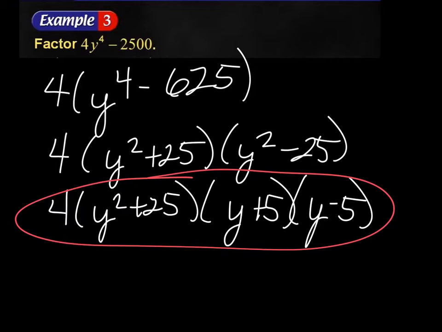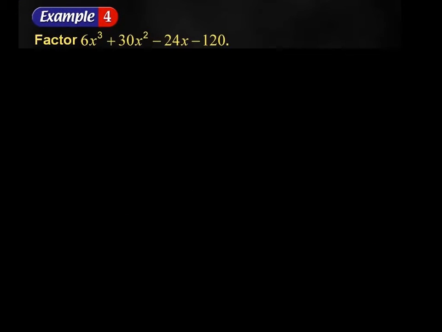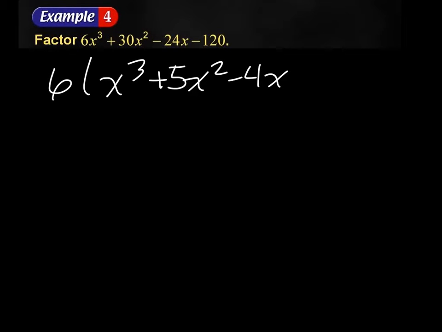And there she is. Well, this one's different. It's not a binomial. Ooh, it has 4 terms. Ooh, we always look for first the greatest common factor. So in this case, it's going to be 6. So I have x cubed plus 5x squared minus 4x minus 20. Okay, greatest common factor found.